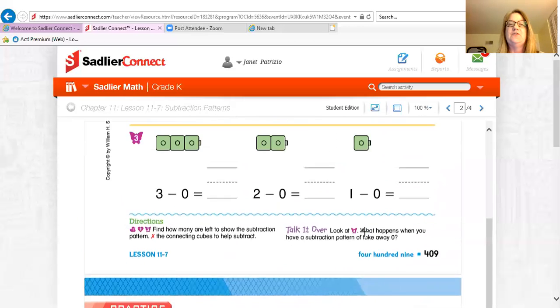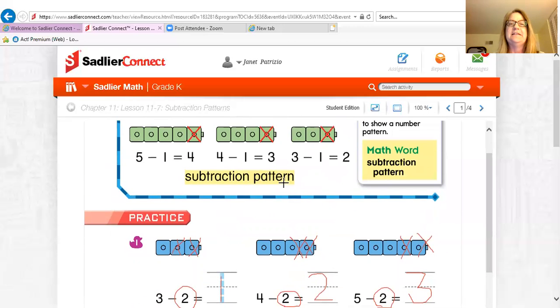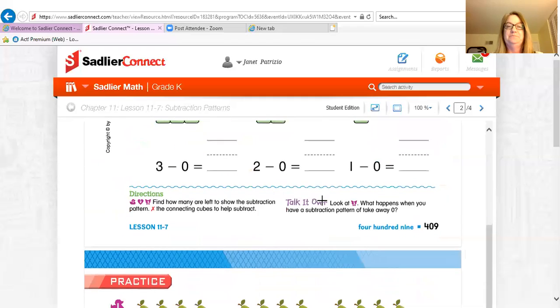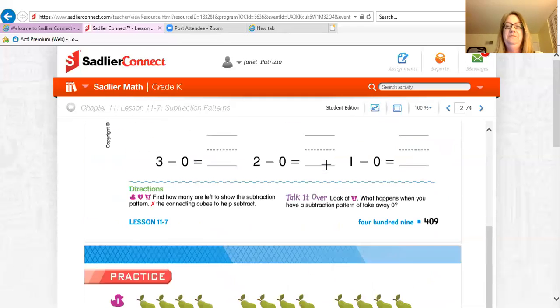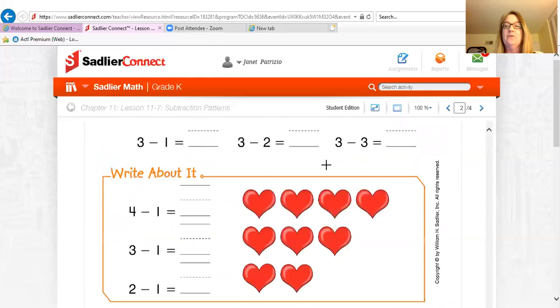So this is our subtraction problems. In this case, the subtraction pattern here is the numbers taken away are the same, and then the answers 4, 3, 2 are getting smaller by 1. You'll be doing page 409 and 410.